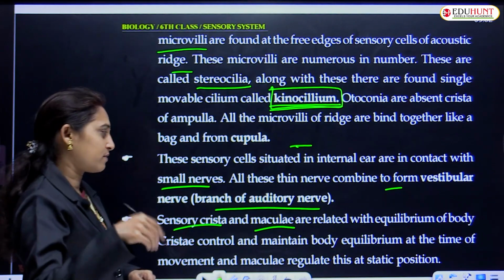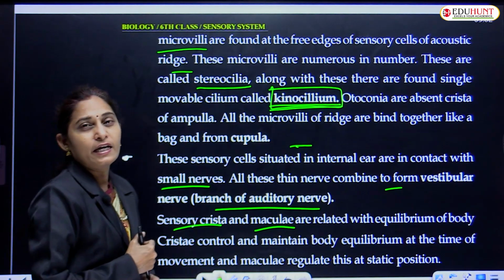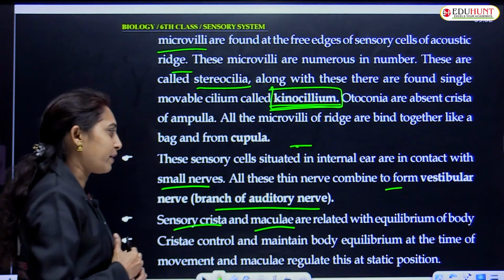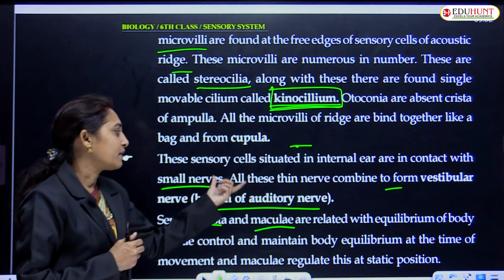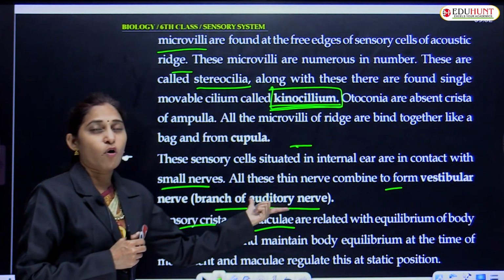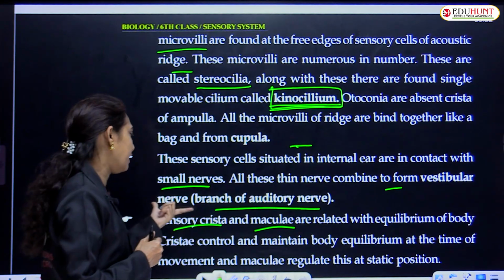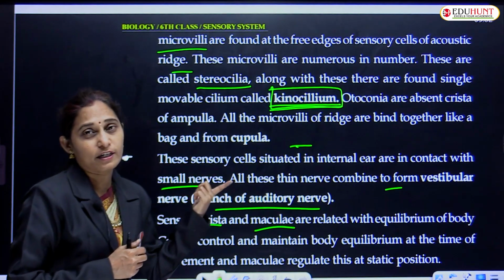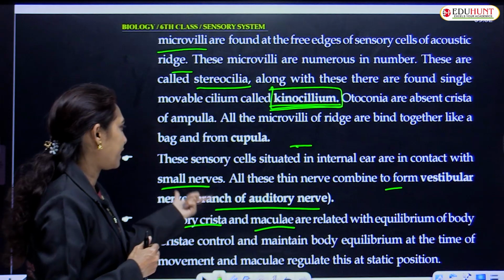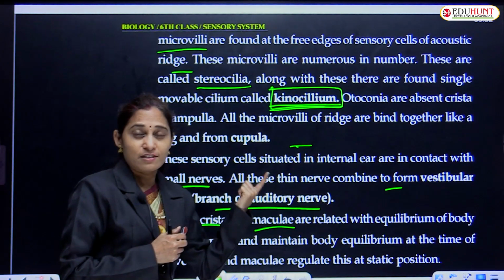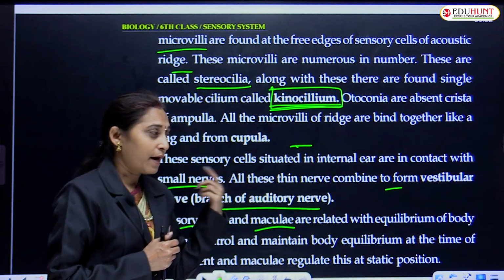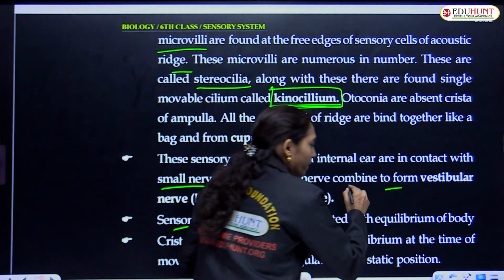or folding-like structures, related with the equilibrium of the body. Just now we have seen that these vestibular nerves are branches of the auditory nerve, which are in connection with the sensory cells of the ear, but these are for hearing.